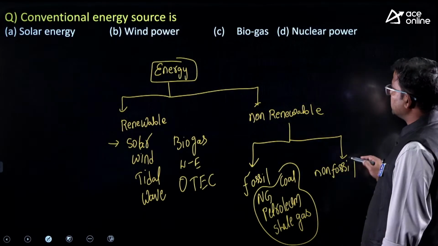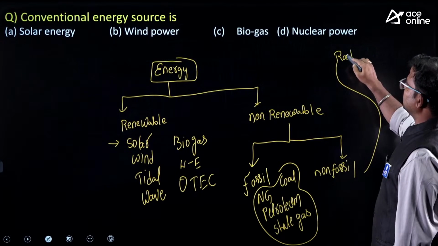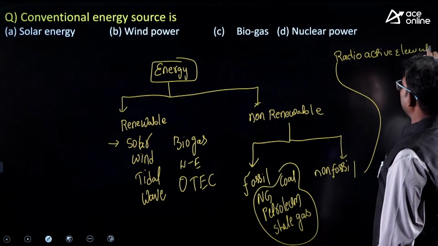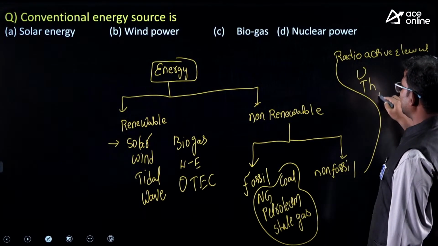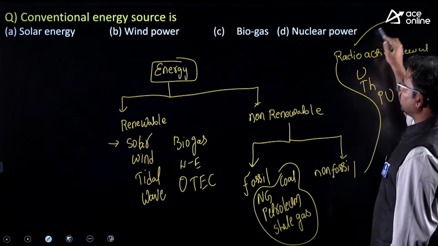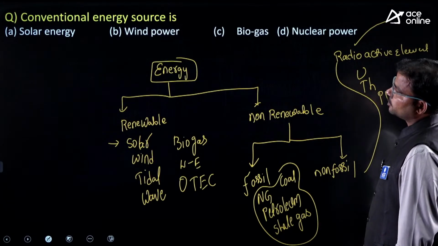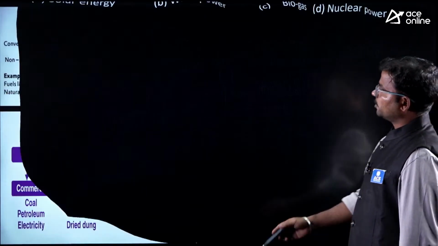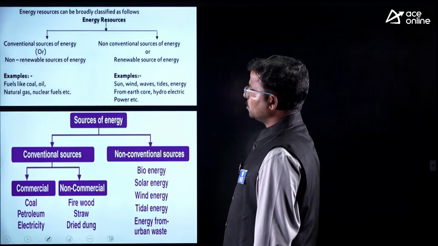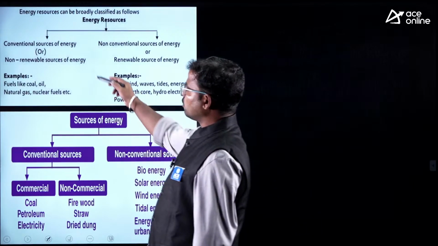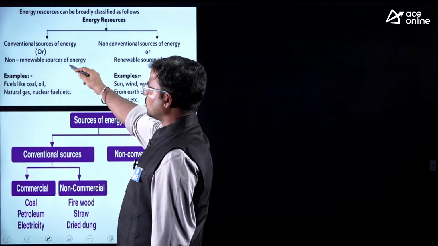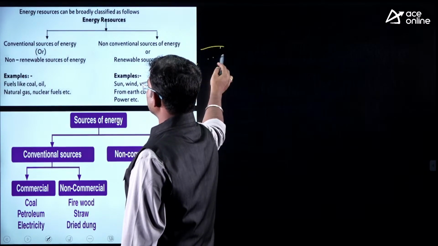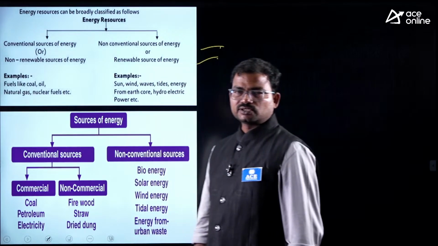What about non-fossil fuels? Mostly radioactive elements like uranium, thorium, plutonium. By using these derivatives, we can produce nuclear power. Actually, here they mention conventional energy, right? That's why we have to consider option D, nuclear and nuclear power. Remaining are treated as conventional energy sources. Of course, conventional energy sources are also called non-renewable energy sources. Non-conventional energy sources are also called renewable energy sources. You should remember this terminology.